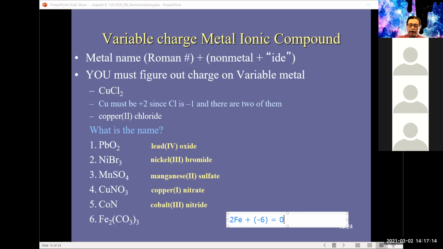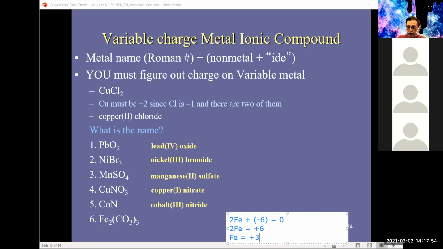Okay. Now, if I solve for Fe here, I got to move the -6 over to the right, which gives me 2Fe equals +6, right? And if I take Fe and I divide through by 2, Fe is equal to +3. And so that tells me that those ions each one is an iron 3. I got 2 of them for a total of a +6 charge.